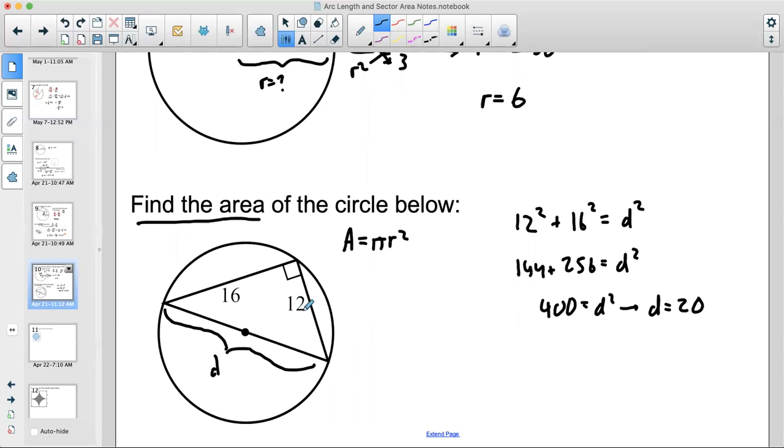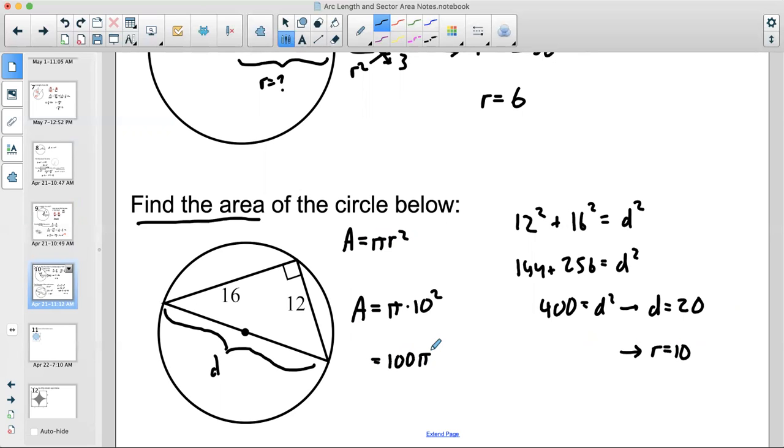And again, there's no units in this problem, so I don't have to worry about it. But if there were units, diameter is a distance, so it's measured in feet or miles or kilometers or whatever, but it's 20. And what's important for this problem is not to find the diameter, but to find the radius. Diameter is 20, the radius is 10. So now I'm going to jump back over here. A is pi r squared and r is 10. A is pi times 10 squared, which is 100 pi.